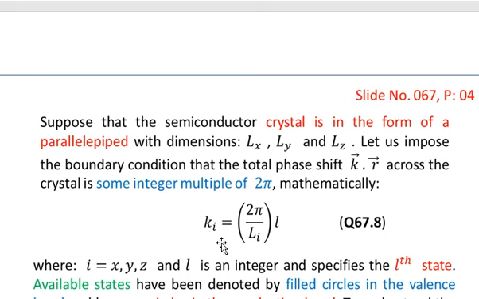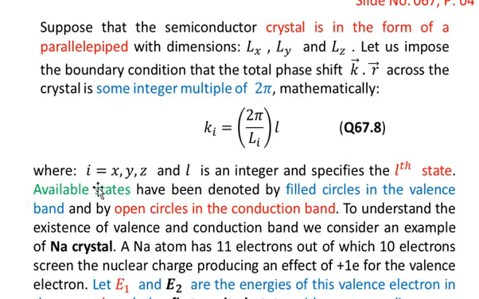So you see that for Ki, since I have 3 possible values, I will stand for 3 values, that is x, y, and z. Then you will have Kx equal to 2 pi over Lx into l, and then we have Ky, and then we have Kz, where i is equal to x, y, z, and l is an integer and specifies the nth state. If l is equal to 0, then we shall have the initial state. If l is equal to 1, then we have the next state. If l is equal to 2, we have the next state. So if we have only l over here, we can say that it specifies the nth state.